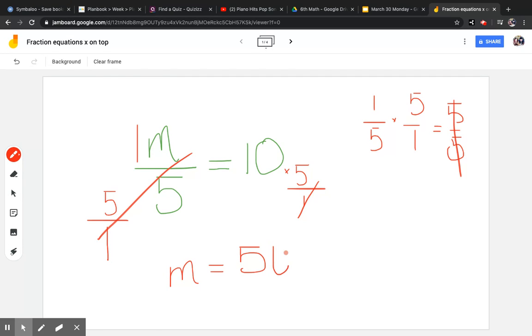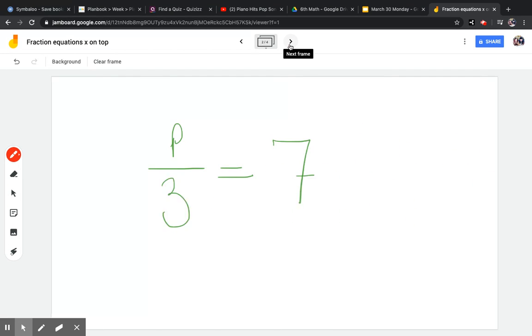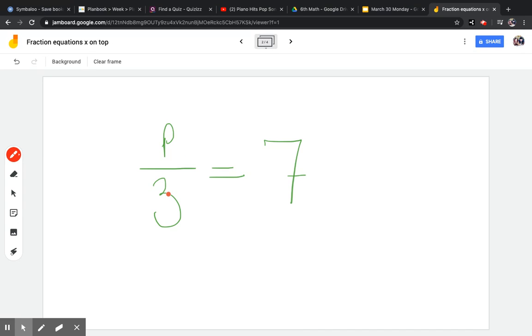And that's it. So let's do a couple of practice ones. This one I have p over 3 equals 7. Okay, the inverse of p over 3, or 1/3, is 3 over 1. That's going to cancel this one out. I'm going to times this one by 3 over 1, which is just 3. So my equation is p equals 7 times 3 is 21.